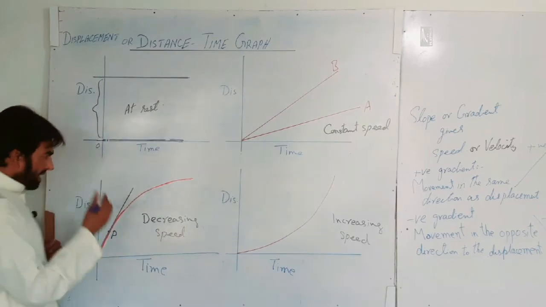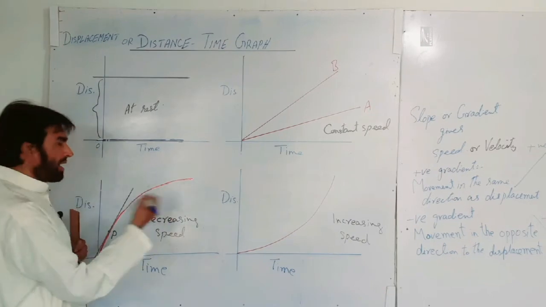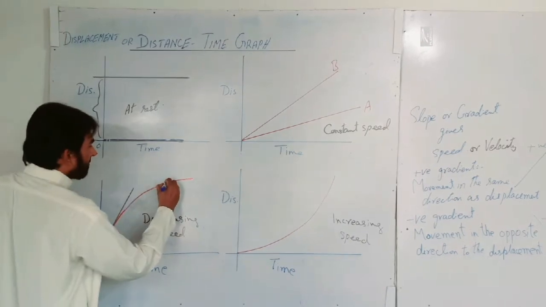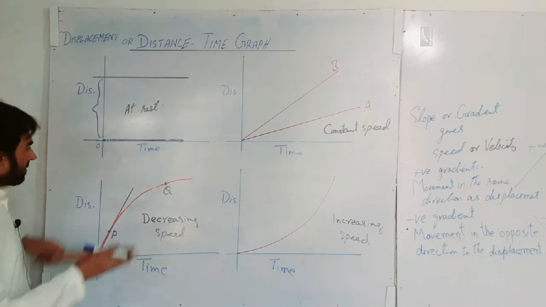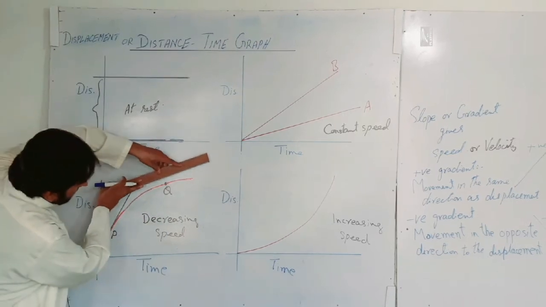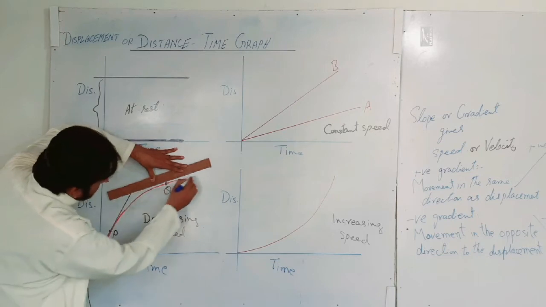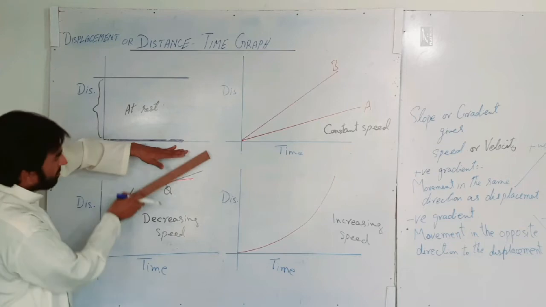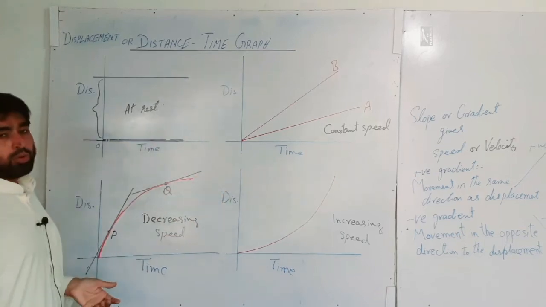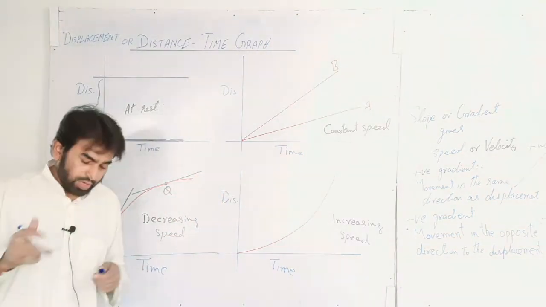Now I am taking another point here on the curve, anywhere on the curve, like this Q point I have taken anywhere on the curve randomly. So here again I am going to draw the tangent of the line. Now you can see that I have drawn only two tangents. You can draw as many tangents as you can.